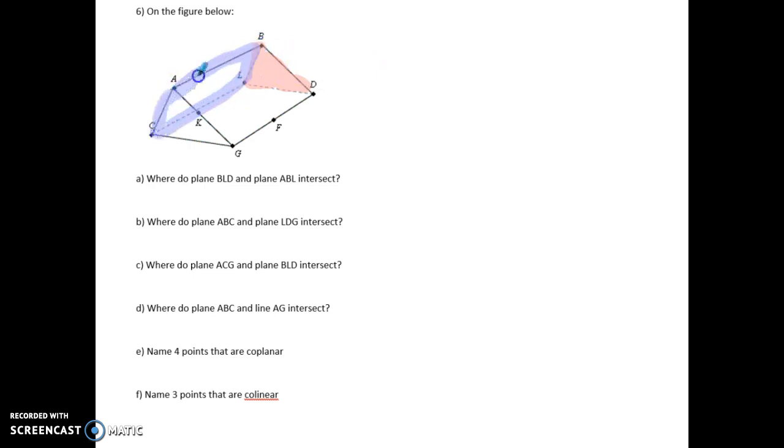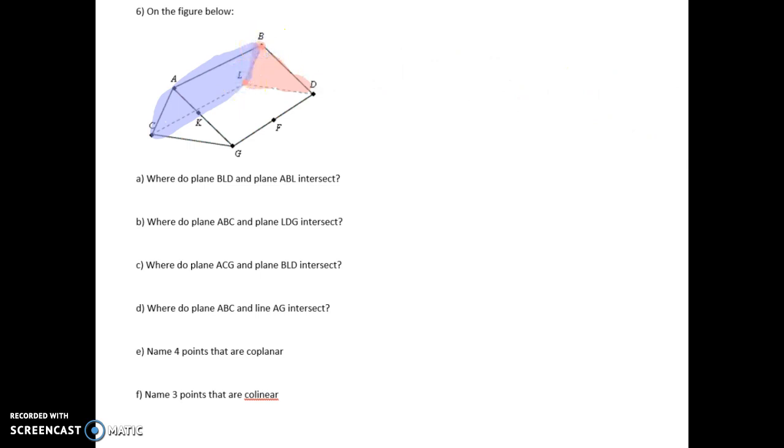So just because it doesn't name this 4th point doesn't mean that it's not this entire plane. So just keep that in mind. Then they say, where do they meet? And remember, 2 planes meet at a line. So we see that it meets, let me grab my pen, right there and right there.